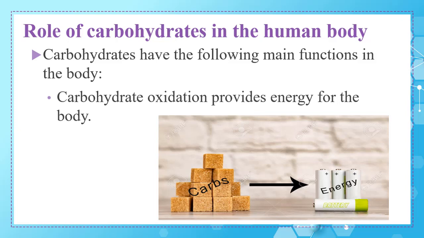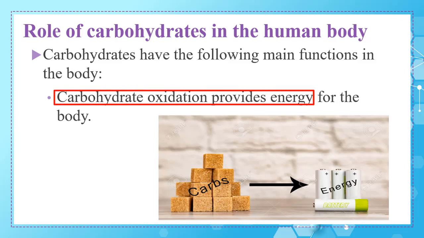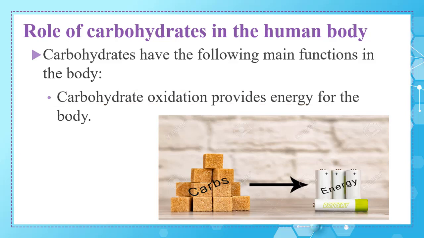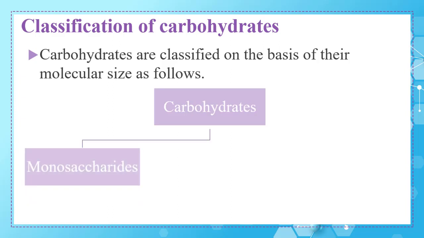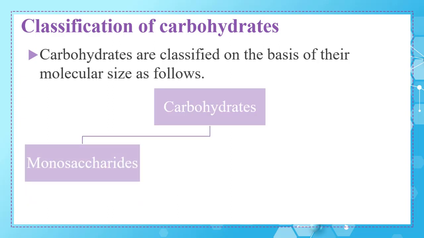Also, carbohydrate oxidation, meaning burning, provides energy for the body. This energy is used to keep the body temperature and to do our movement. Now, let's start with the classification of carbohydrate. They are classified on the basis of their molecular size as follows. We have monosaccharide. By mono we mean one.